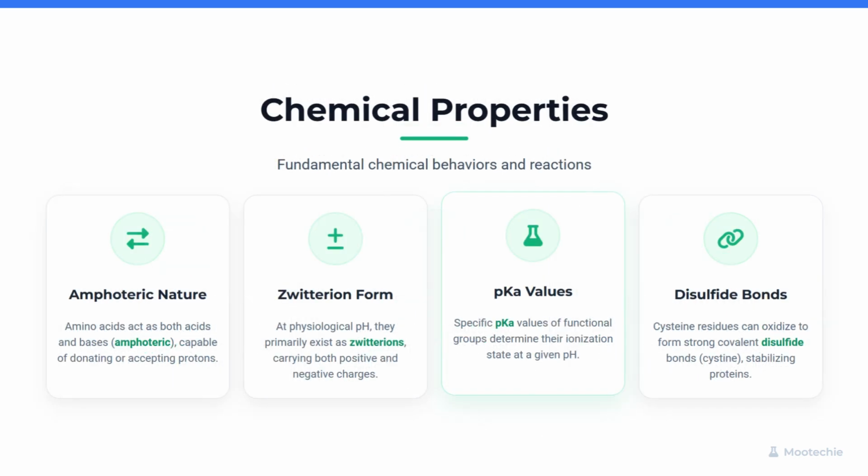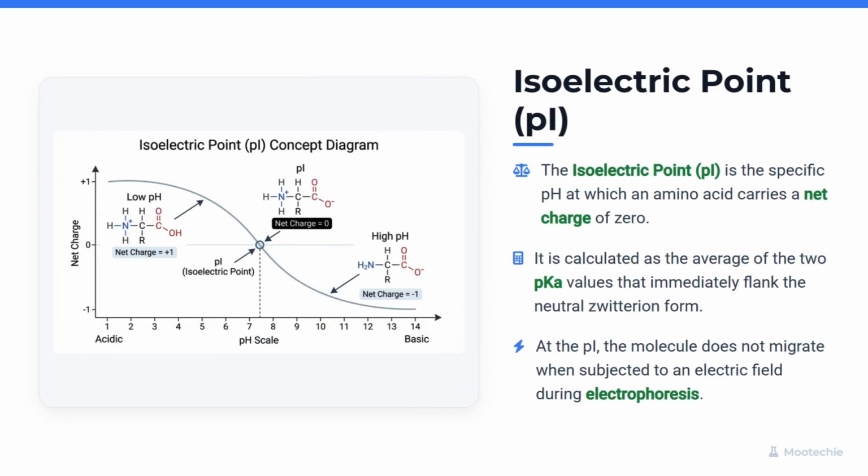Next, we explore their chemical properties. Amino acids are amphoteric, meaning they can act as both acids and bases, capable of donating or accepting protons. As we know, at physiological pH, they primarily exist as zwitterions. Their specific pKa values for their functional groups determine their ionization state at any given pH. And importantly, cysteine residues can oxidize to form strong covalent disulfide bonds, creating cystine and adding great stability to protein structures. Let's visualize the pH effects on charge.